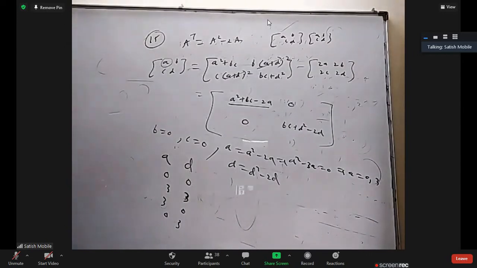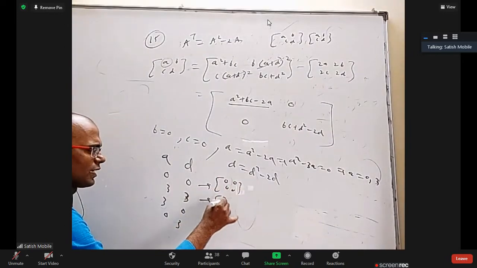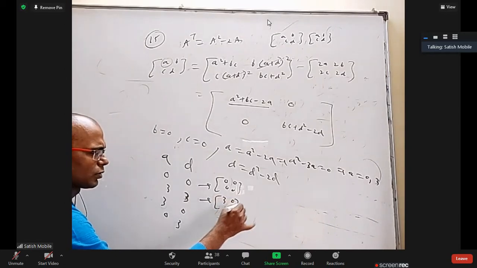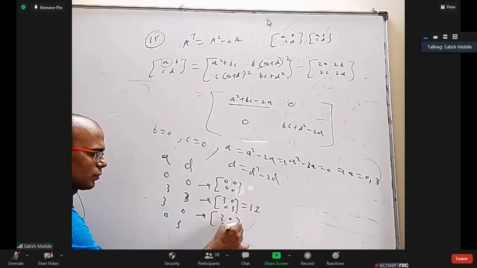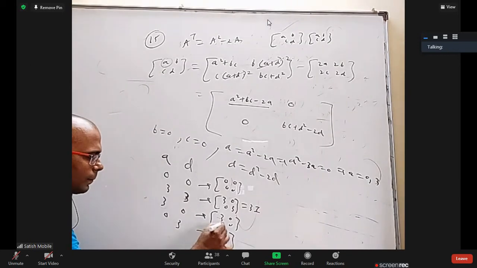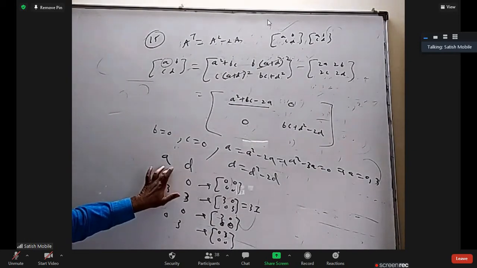B and C are already 0. This will give us the null matrix, all are 0. This will give 3 times identity matrix, 3, 0, 0, 3, which is 3I. This will give 3, 0, 0, 0 matrix. This will give 0, 0, 0, 3. There is no condition that A plus D should be equal to 2. So I cannot get something wrong here.